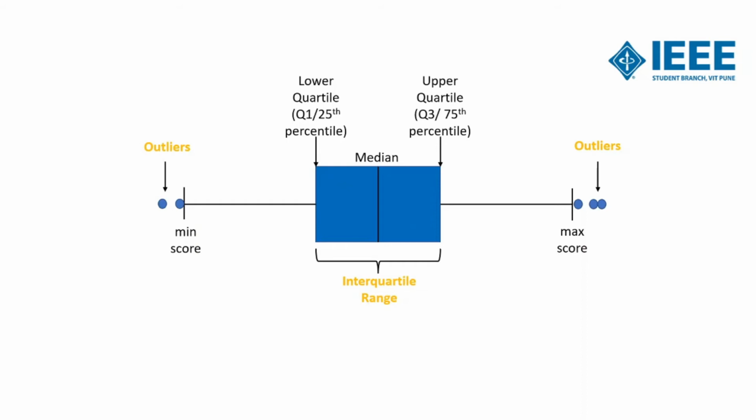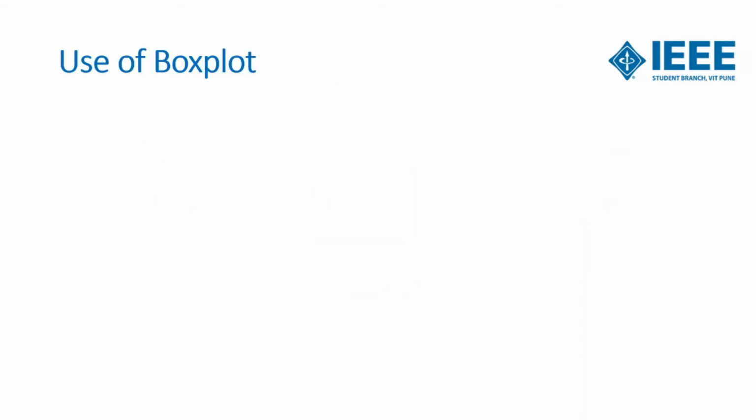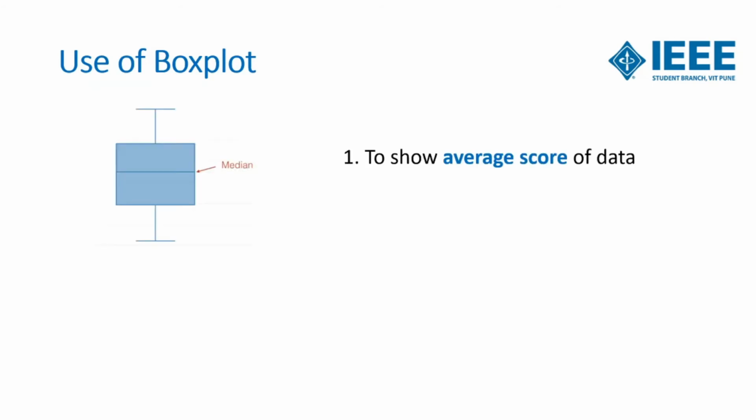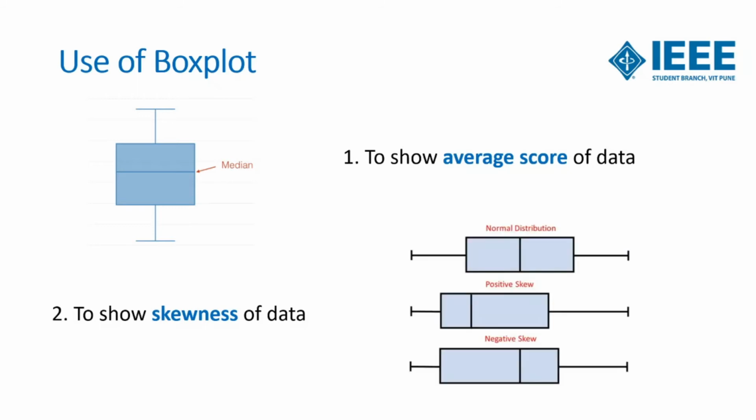So now that we have understood the structure of a box plot, let us see the different uses of box plot. The first one is to show the average score of data. As the median of a data set is prominently shown in a box plot, we can easily find the average score or the central tendency for the data set. It shows the skewness of data. The position of the line representing the median of the data tells us about the skewness of data.